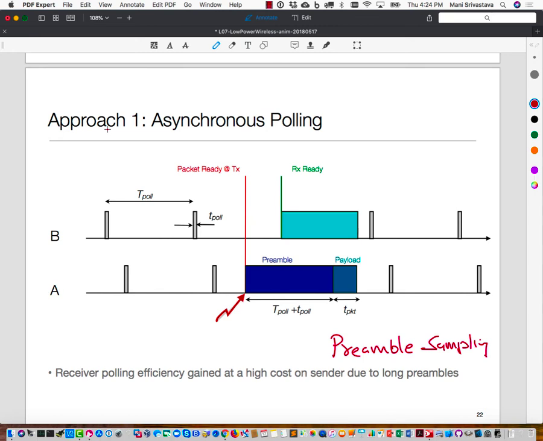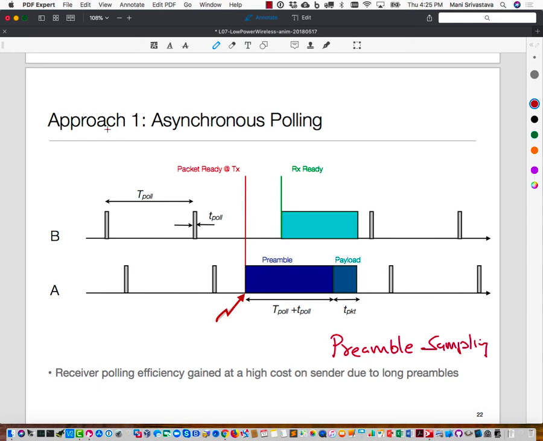But we send a long preamble, and a preamble you can think of as some sort of a known pattern which is now essentially repeated. So instead of sending a preamble just once, the minimal length preamble which is necessary for the two parties to agree, now we send the same preamble again and again. And the idea is that the target receiver B will wake up at some point during that time, and now it will get to see the preamble, and then it will wait until the payload begins to come in.